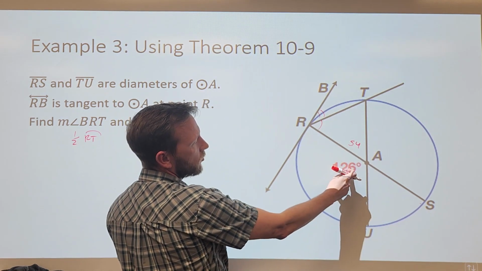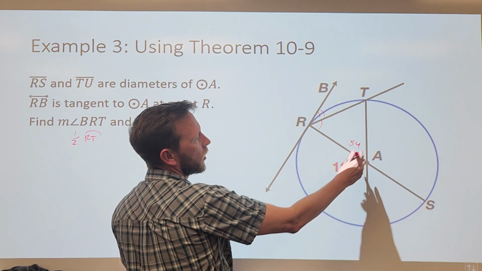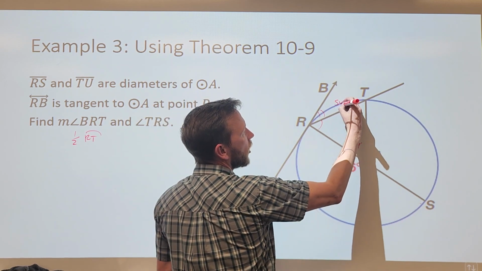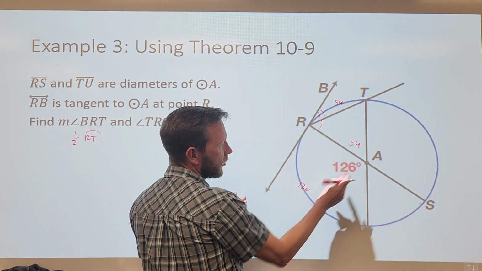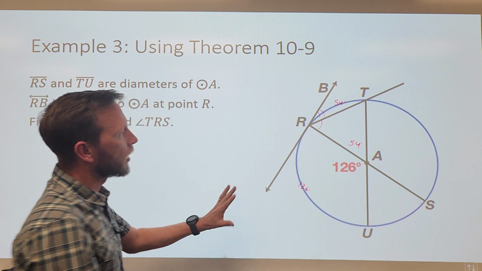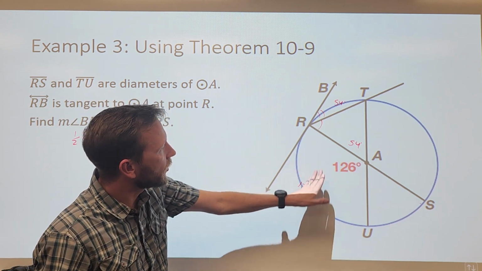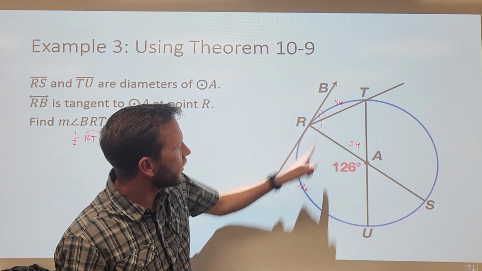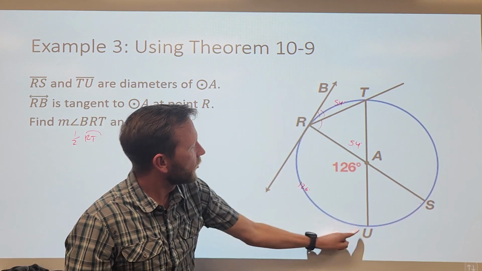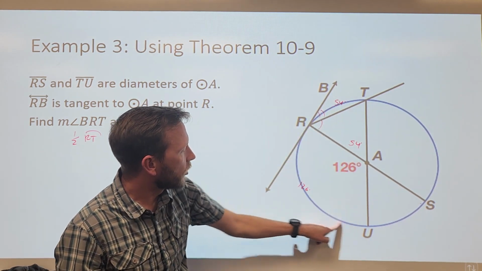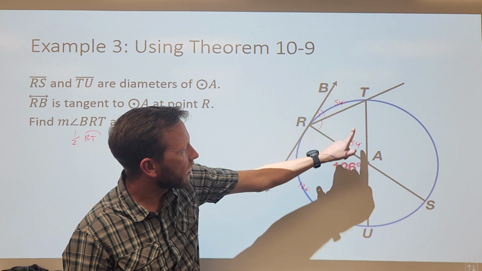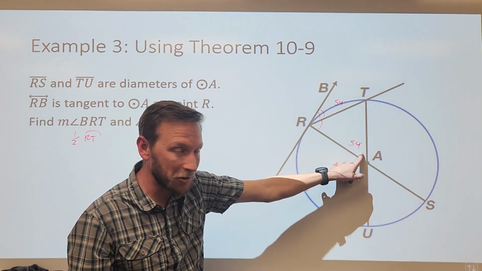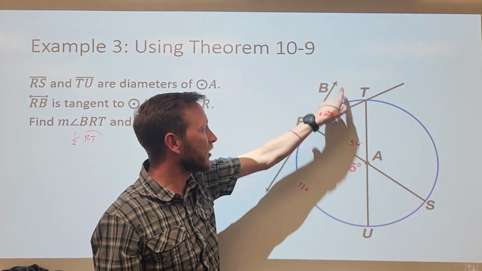If I add 4, that gives me 130. If I add 50 more, that gives me 180. So this is 54. Which means that this arc is 54. This is 126 degrees. Now, what's neat about this is if I know the measure of this for the semicircle, I could find that 54 by doing 126 subtracted from 180, and then copying it over there, having the same measure.